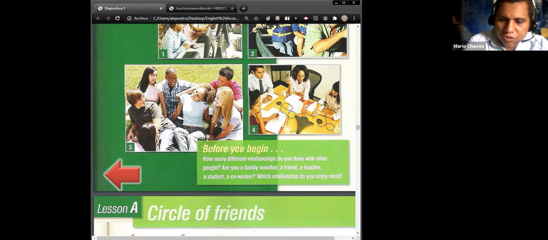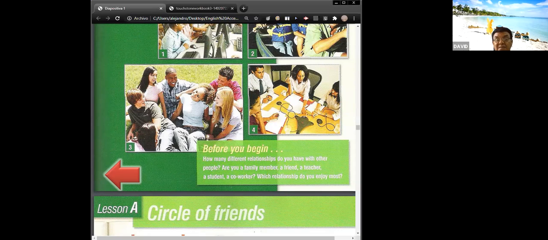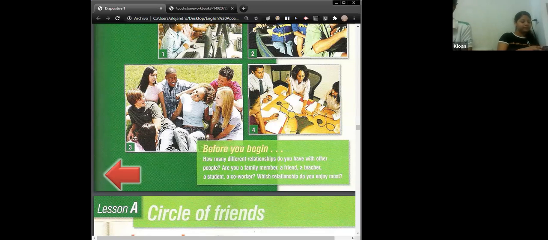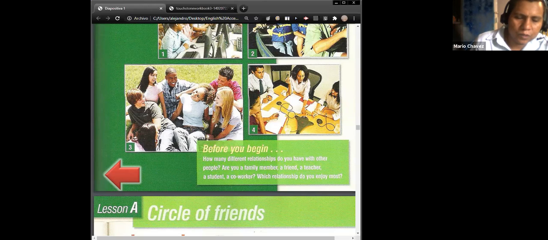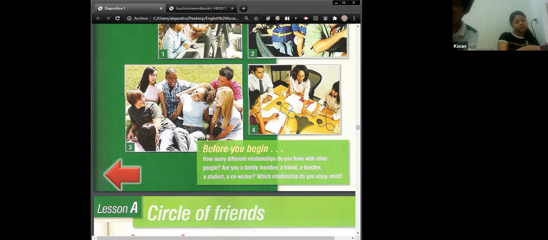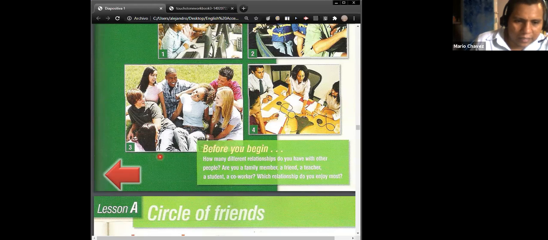Which relationship do you enjoy the most? A friend, a student, a co-worker, a classmate? Well, I think I enjoy the family relation more. Family relation, why? Well, because we have a lot of good memories. A lot of good memories, playing and fighting, and a lot of things. Okay, excellent, very good.